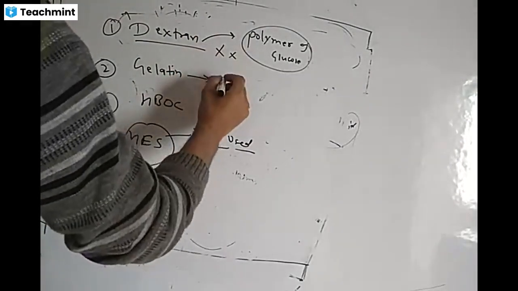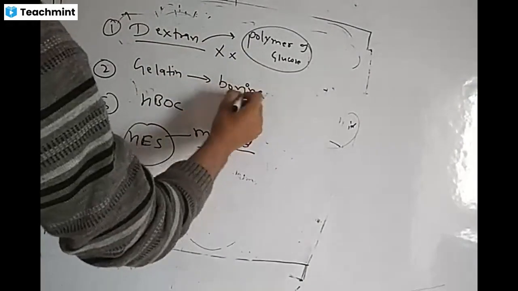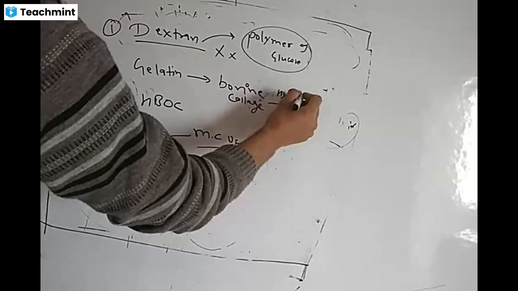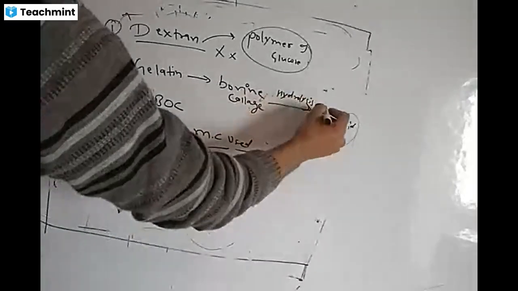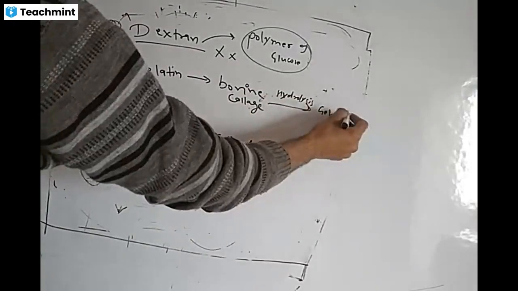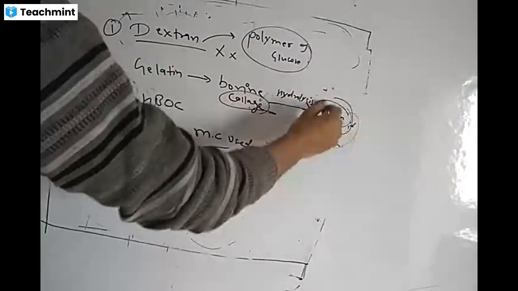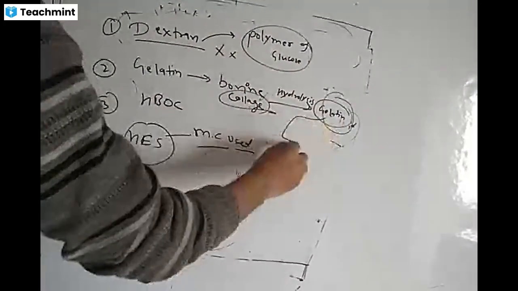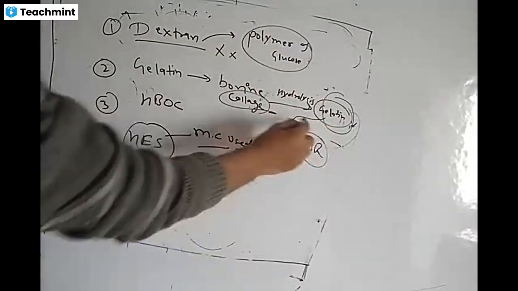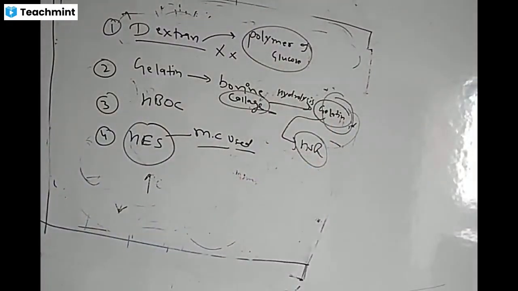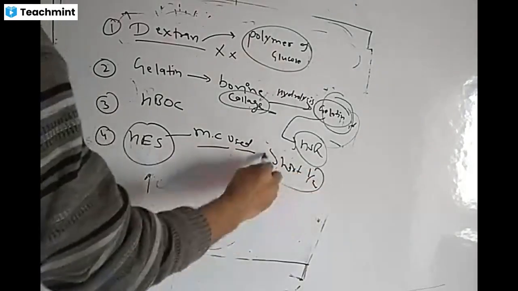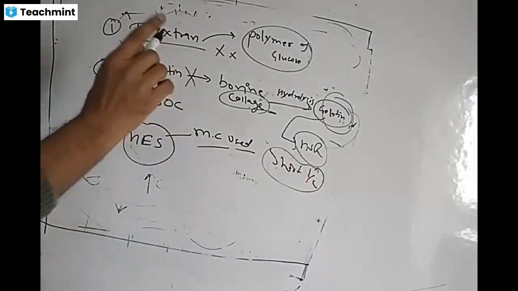Gelatin is of bovine origin collagen. If we hydrolyze this collagen, then gelatin is obtained. So from the bovine collagen, after processing, this molecule is obtained, that is gelatin. But the problem with gelatin is hypersensitivity reaction. The second problem with this gelatin is the short half-life, short duration of action. So this gelatin is also not used.